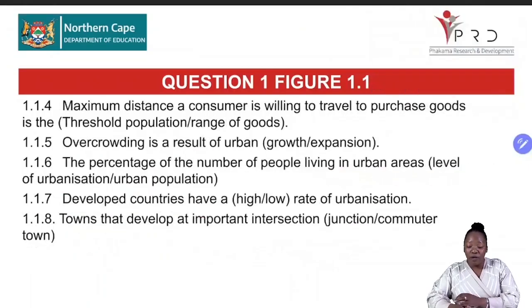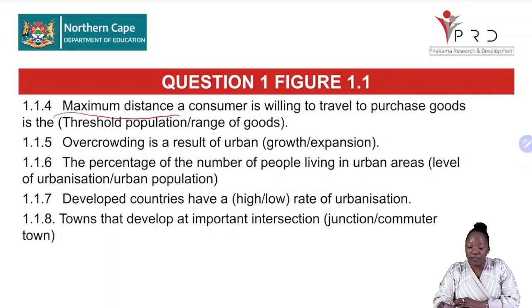Right, grade 12. We're going to go through our next question so that we can do the corrections at once. So you have your 1.1.4 up to 1.1.8. Again, it's the maximum distance. You are looking there, it's the maximum distance a consumer is willing to travel. So again, willing to travel to purchase a good. Does that reflect a threshold population or the range of goods?